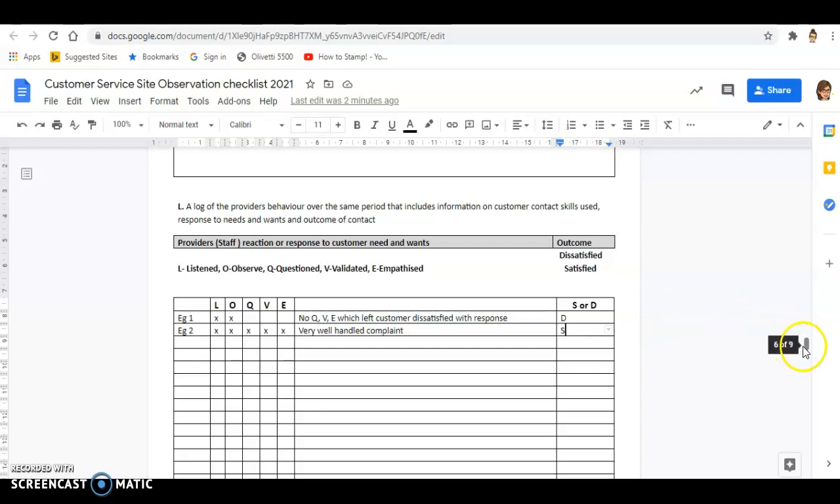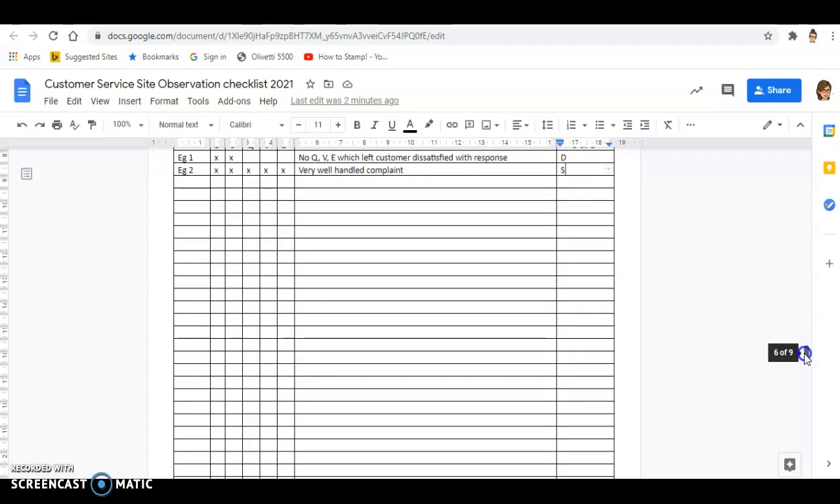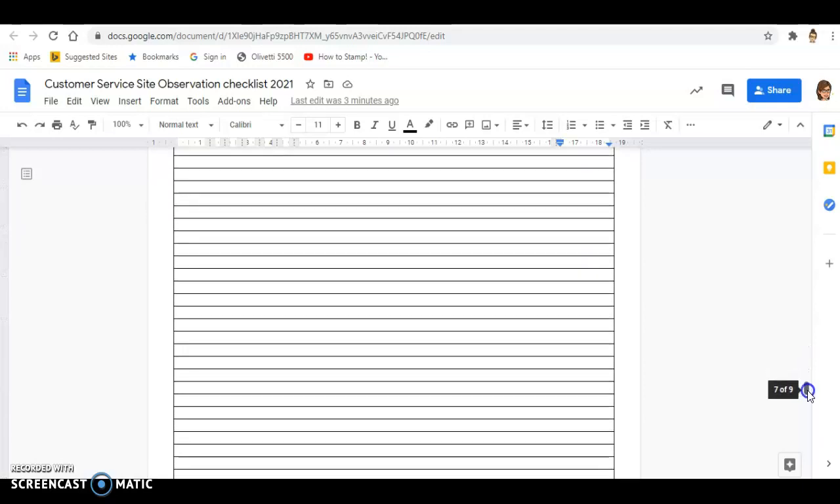Okay, so this is just another little way of explaining the interaction and the result of the provider behavior. So if you go from the very beginning, you've got the one staff member who dealt with the customer in a really well, professional way. The customer left very happy. Or the customer approached the staff member, they were very agitated, they were complaining. The staff member didn't handle it very well. The customer left unhappy. So you're just really showing the process there.